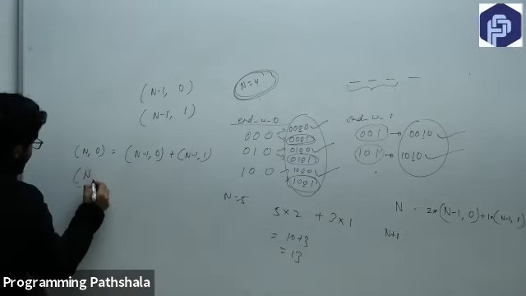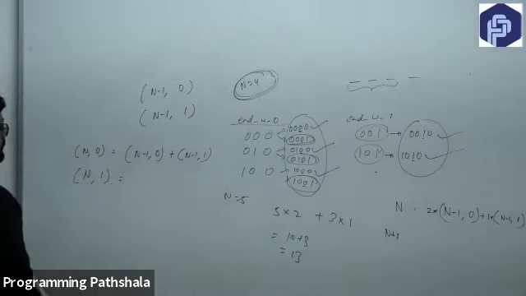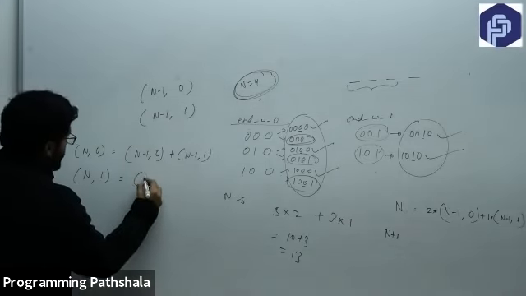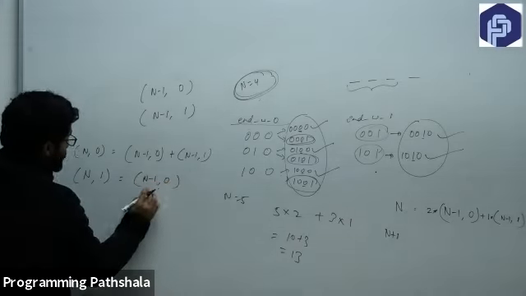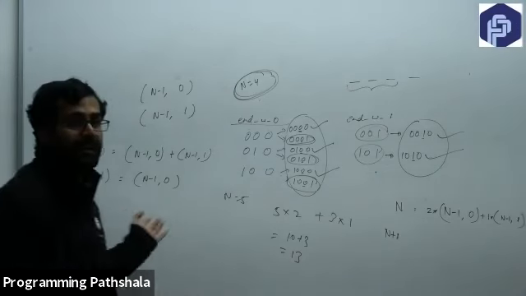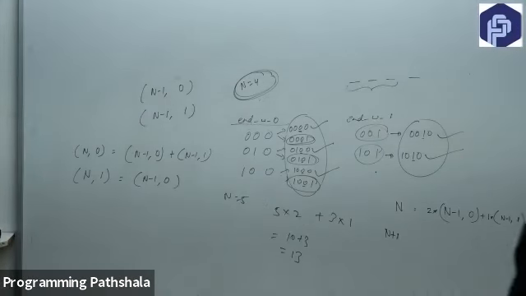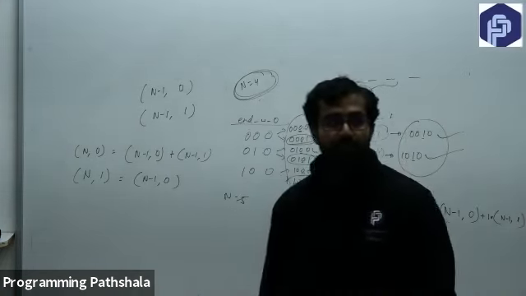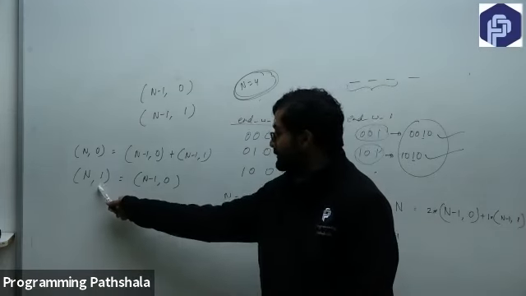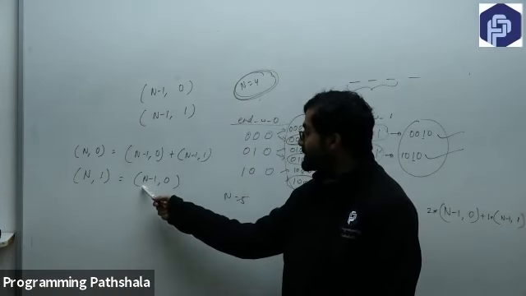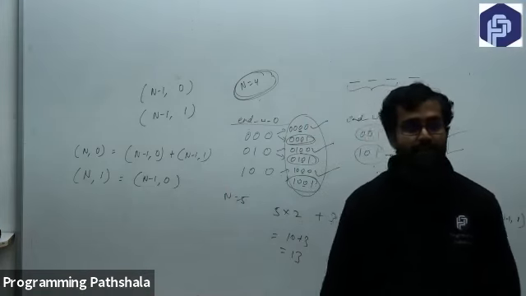And bit strings of size n ending with 1, what will it be? Will it simply be how many bit strings of size n minus 1 were there that were ending with 0? Can I write that? Just say yes if you are able to understand that. The number of bit strings of size n ending with 1 will simply be equal to the number of bit strings of size n minus 1 ending with 0.